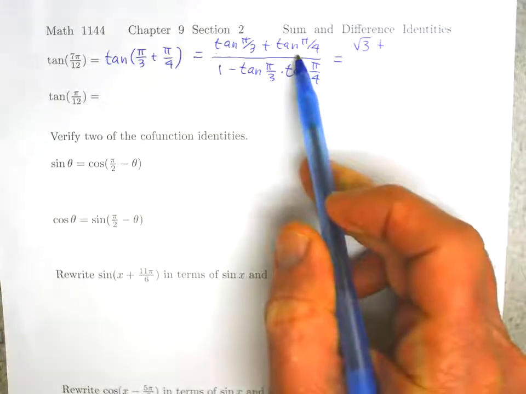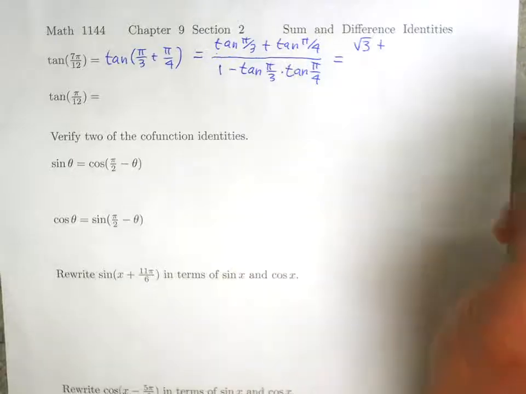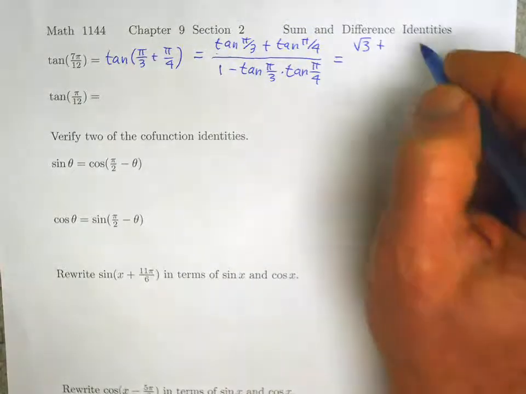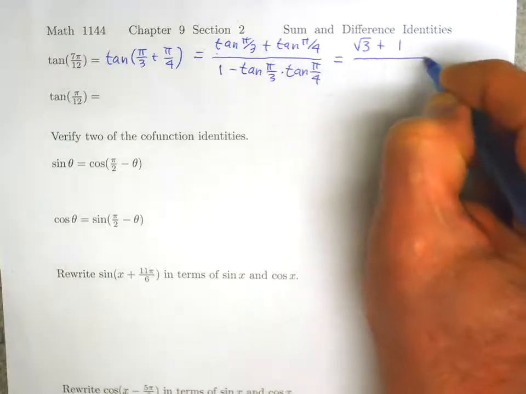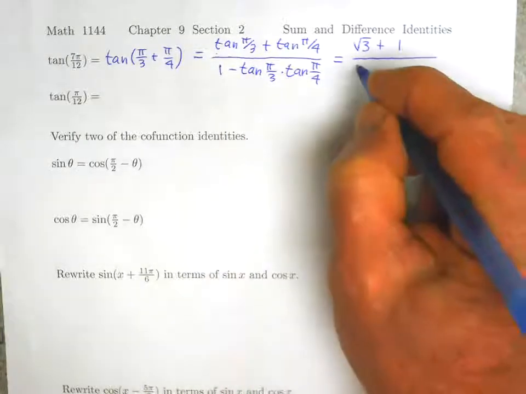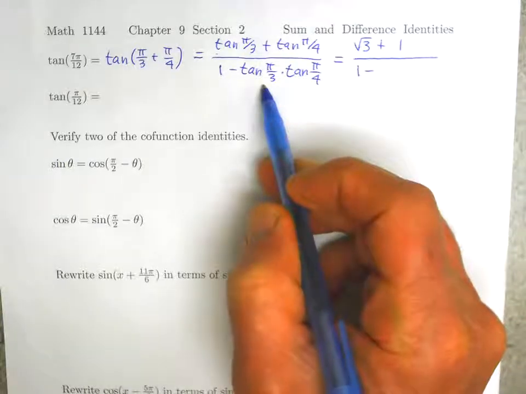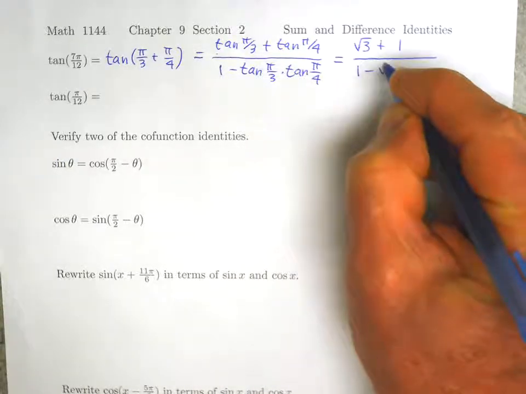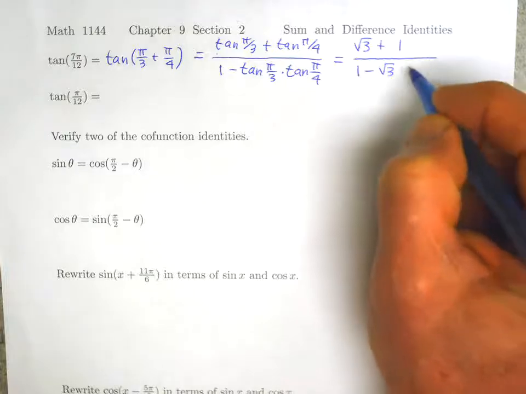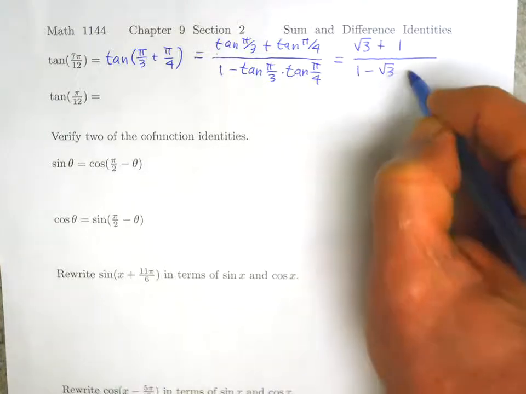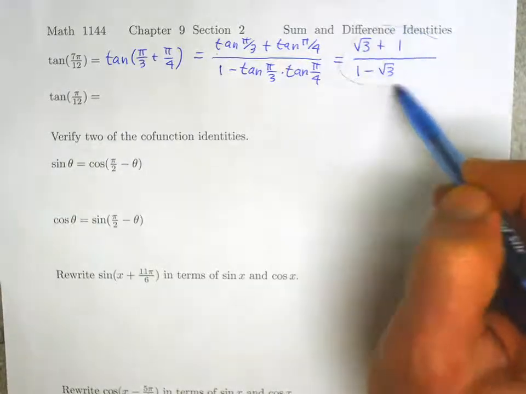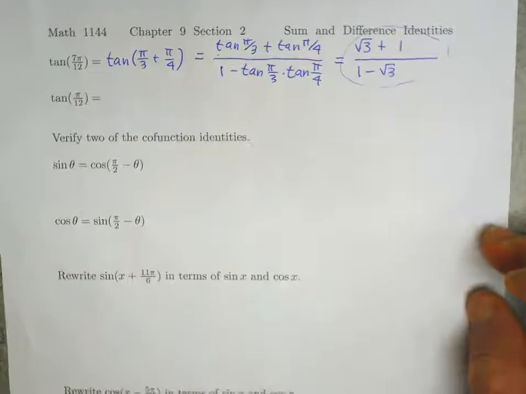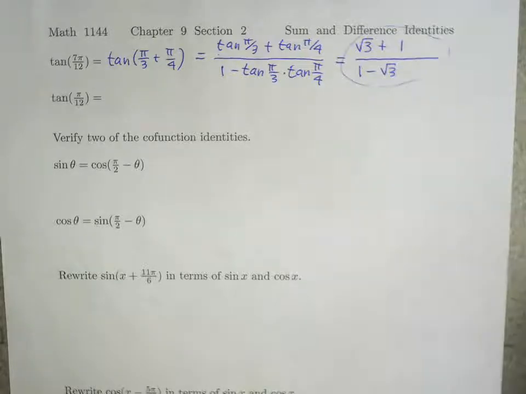And then we add that to tangent of pi over 4. Tangent of pi over 4 is 1. And then in the denominator, 1 minus tangent of pi over 3, which is the square root of 3, and times 1, so I won't write the times 1. But this is a perfectly fine answer for evaluating tangent of 7 pi over 12 using the tangent sum formula.